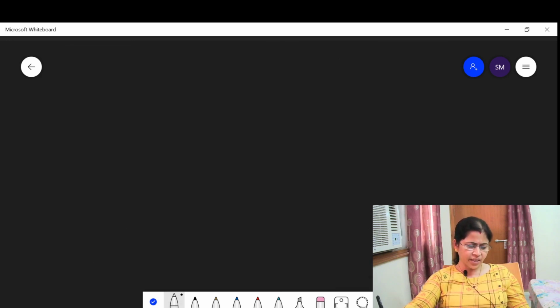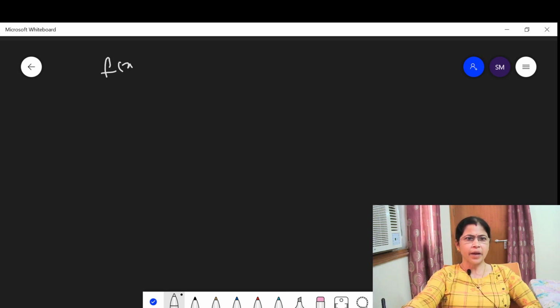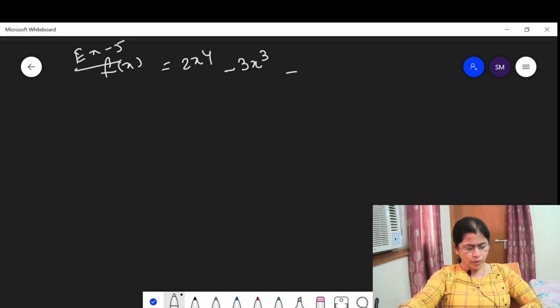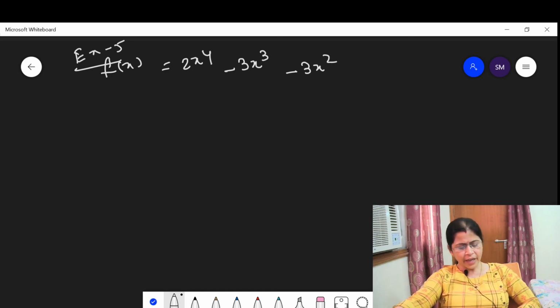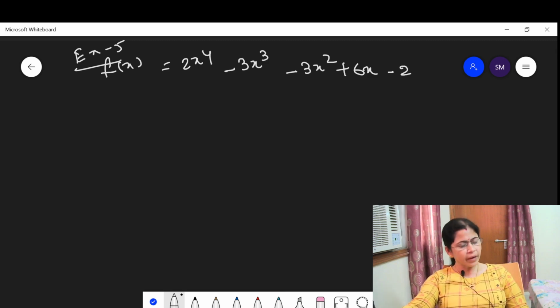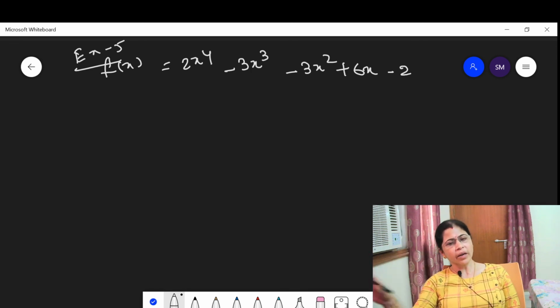Here the question says the same thing: f(x) is given. Example 5. Here f(x) is given as 2x^4 - 3x^3 - 3x^2 + 6x - 2. It is very important when you solve these questions to first keep the exponents of the dividend and the divisor in descending order. Here it is x^4, x^3, x^2, x, so all the exponents of the variables in f(x) are in descending order.